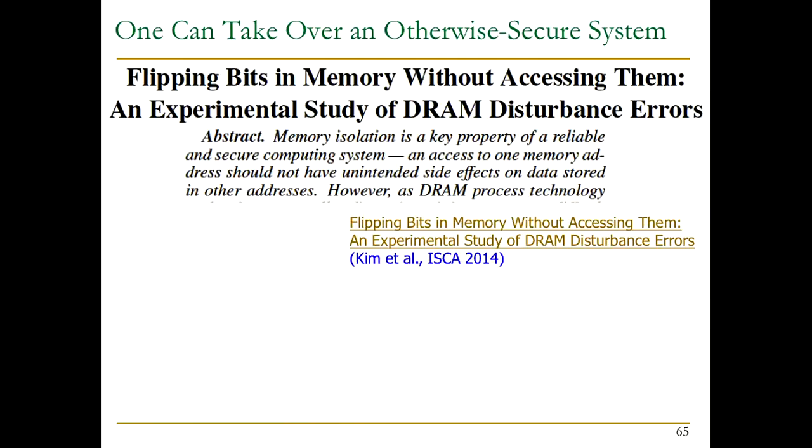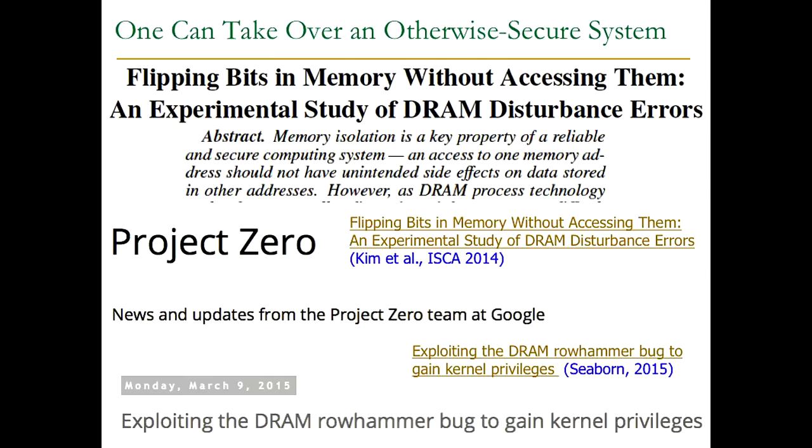Memory isolation is a key property of a reliable and secure computing system, and access to one memory address should not have unintended side effects on data stored in other addresses. That's the first sentence of the paper. And when we wrote the paper, we said that you could actually design an attack to take over a system. And that was obvious to us. But while we were working on it, Google actually did that attack. This is Google Project Zero. I would recommend their blog post also if you're interested in system security.